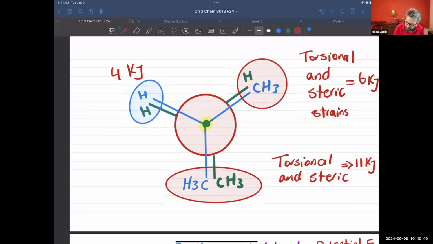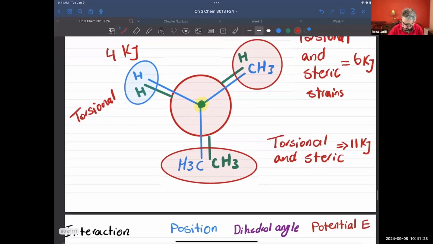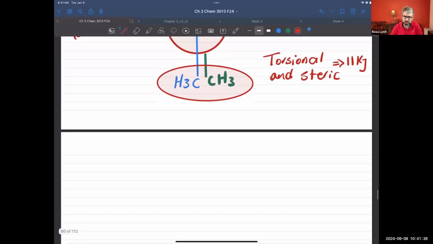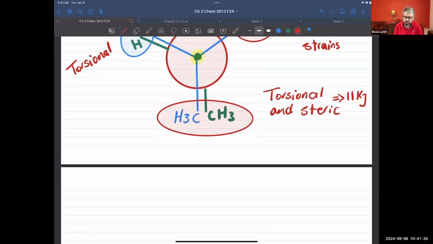In the first one, the only strain that you're going to have will be torsional, so I'm going to write it here, and that's the reason it's just 4 kilojoules. As you introduce steric effect, the system will get less and less stable. Why do two methyls have more steric effect, more instability than one methyl? Because the groups get closer and closer to each other. Or you can say the methyl group is way bigger than hydrogen; methyl is bulkier than hydrogen, so repulsion will be more severe.